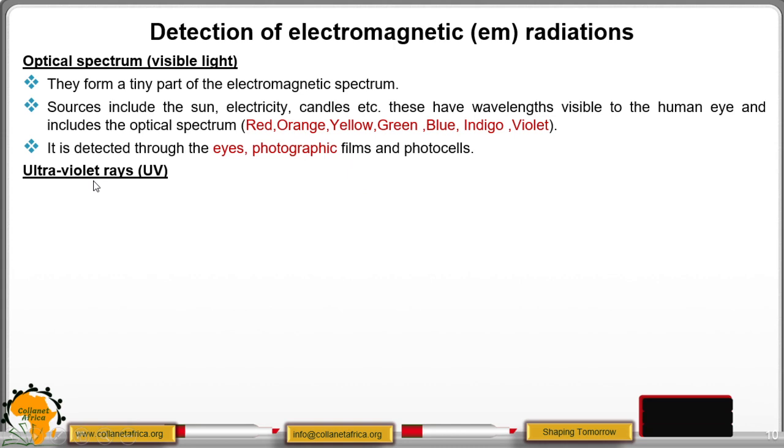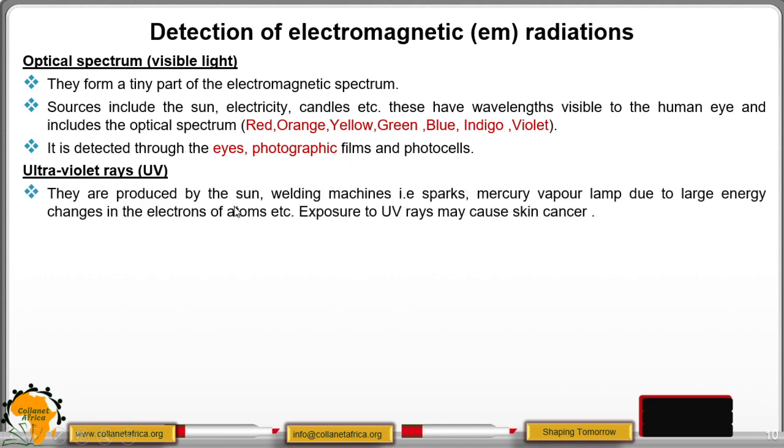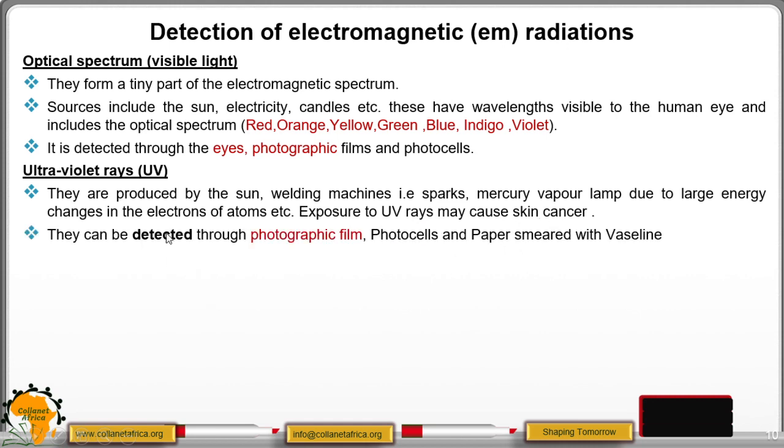Then we have ultraviolet rays. These ones are produced by sun, welding machines that produce sparks, and mercury vapor lamps, and this is due to large energy changes in the electrons of atoms. Now, if you expose yourself to ultraviolet, it may cause what we call skin cancer. They are detected by photographic film, photocells, and paper smeared with Vaseline.